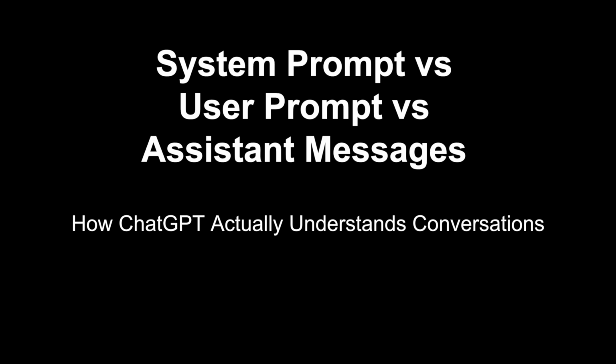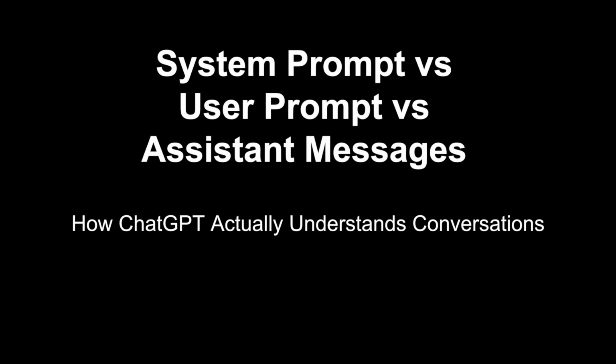When we use ChatGPT, we are not simply sending one string. Instead, every conversation is actually a collection of different messages. For example, there are instructions that define how the AI should behave, how the AI should answer. There are messages written by the user, there are responses generated by the assistant. Together, these create the conversation that the model sees.